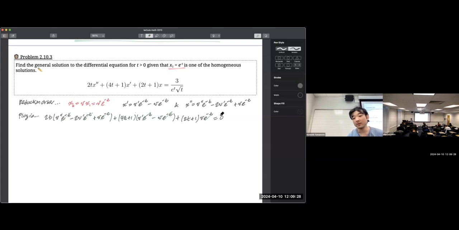Once you divide all that out, you have 2t times v double prime minus 2v prime plus v, plus the 4t plus 1 times v prime minus v, plus 2t plus 1 times v, equal to 0. I'm going to underline all the v terms. This is a v term. This is a v term.